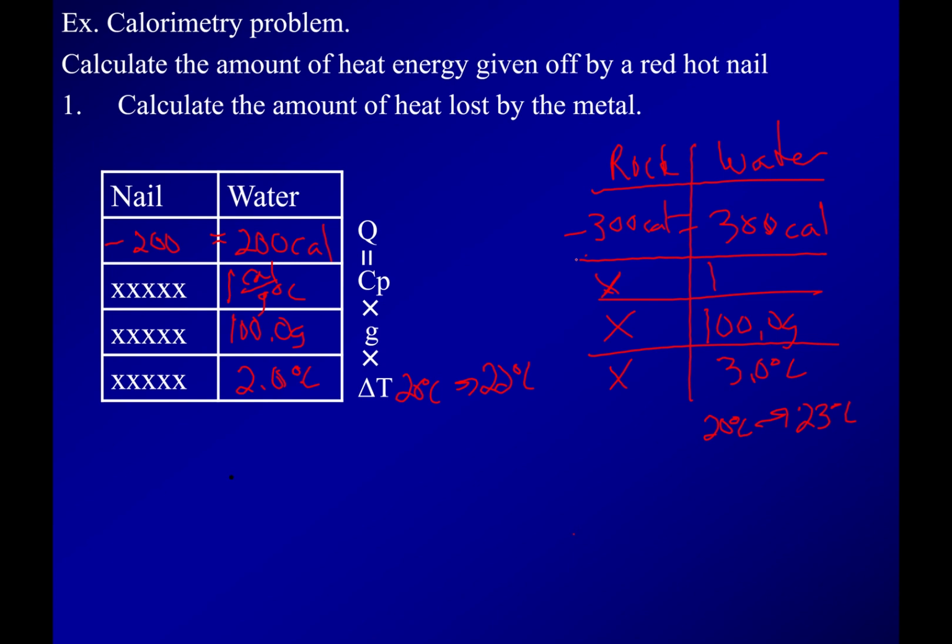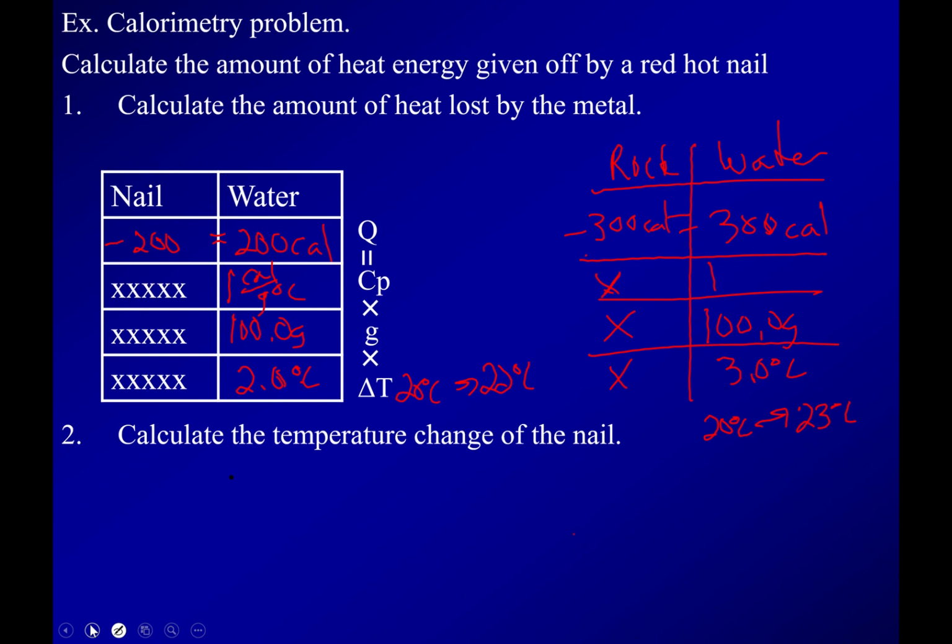All right, so notice in calorimetry, we don't care about the Cp of the object, the mass, or the change in temperature. We just care about the water. But if you're curious, we said the rock was at about 100 degrees, started off that way. The nail, how hot did the nail get? Well, what we can do is use our Cp formula, Q equals Cp times grams times the change in temperature.